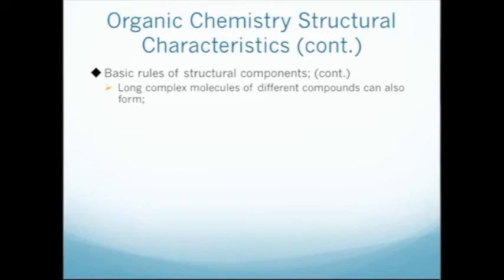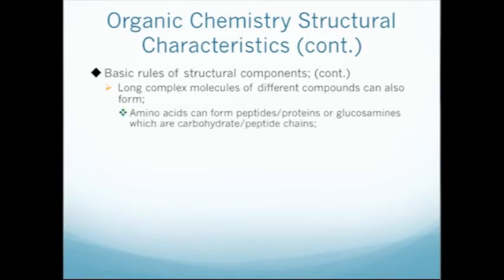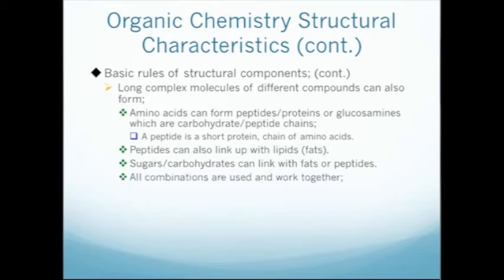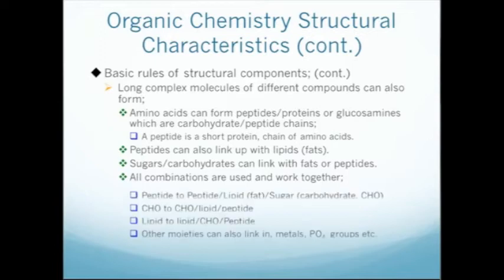Basic rules: long complex molecules of different compounds can also form, so that amino acids form peptides and proteins, or glycoproteins, in which amino acids join up to carbohydrate and then peptide chains. Again, a peptide is a short protein or chain of amino acids. Peptides can also link up with fats. Sugars, carbohydrates can link up with fats or peptides. All combinations are used and they all work well together.